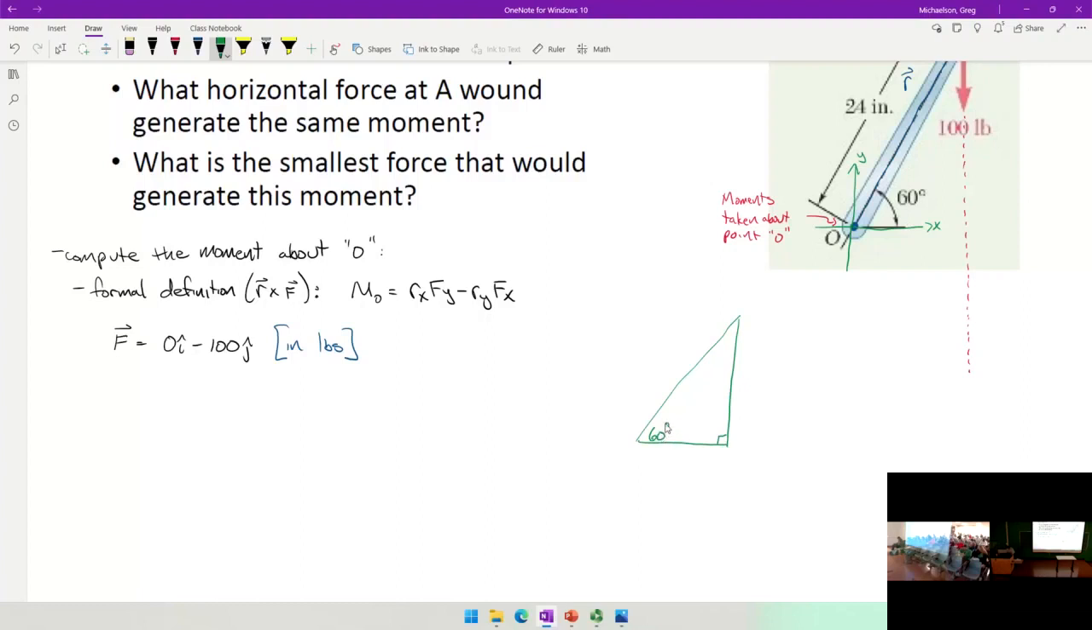We know that this is 60 degrees, and we know that this is 24 inches because that's the length of the bar, okay? So this component here is going to be Ry. This component here is going to be Rx. So maybe a little bit of trig tells me that Rx is 24 inches times the cosine of 60 degrees, and Ry is 24 inches times the sine of 60 degrees.